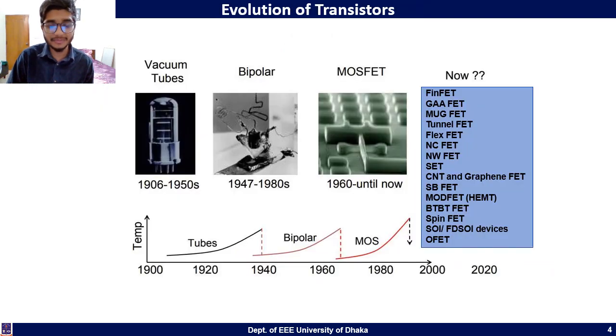Starting from the vacuum tubes, followed by the inventions of bipolar junction transistors, we are in the era of MOSFET. So what's next after the MOSFET? Different kind of sophisticated FET structures like FinFET, gate-all-around FET, tunnel FET, negative capacitance FET, nanowire FET, etc. are already in the market.